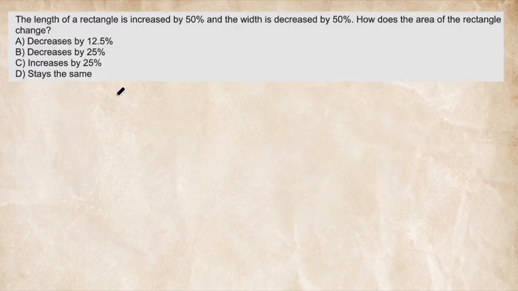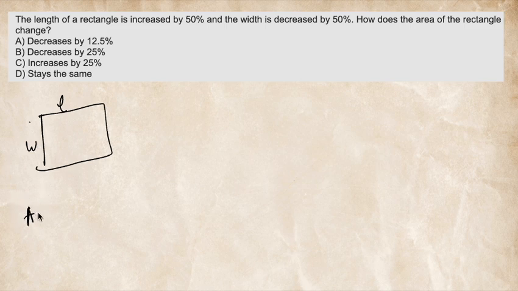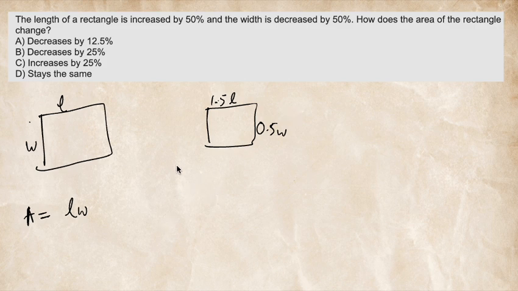In this case, we have the length increased by 50% and the width decreased by 50%. How does the area of the rectangle change? You will think it stays the same, but again, be careful, draw it out. If this is the original length and the original width, the area here is length times width, right? That's the original area. Now the updated rectangle: the length is increased by 50%, so it's going to be 1.5 L, because it's 1 L plus 50%. And the width is decreased by 50%, so this is just going to be 0.5 W, because it's half of what it was before.